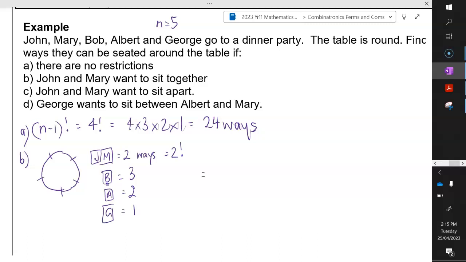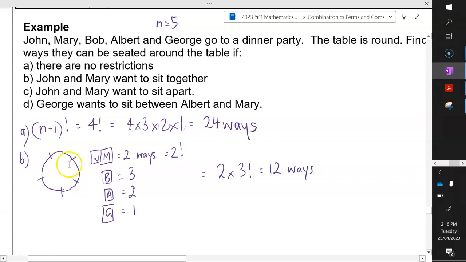So our answer there to how many ways can they make those seating arrangements happen is John and Mary have got 2 ways that they can sit. And everyone else has got 3 times 2 times 1 or 3 factorial ways in which to sit. And that's 12 different ways. Now, that's the way I like to think about it.